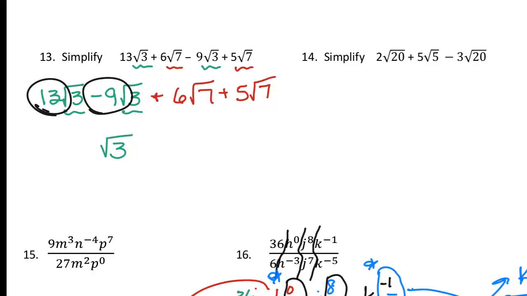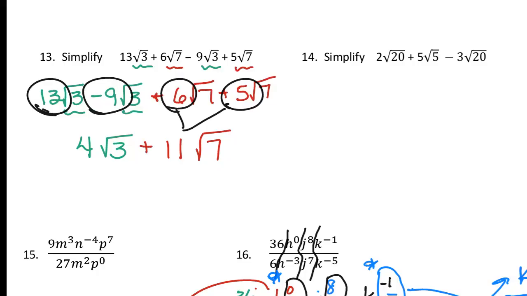13 minus 9 is 4. 4 radical 3 plus square root of 7. Take your coefficient. 6 plus 5. Add that together. That gives you 11. And that is plus. Can I combine these terms? No, because they do not have the same radicand. So this is the simplest answer you can get. It's not always just going to be one expression.